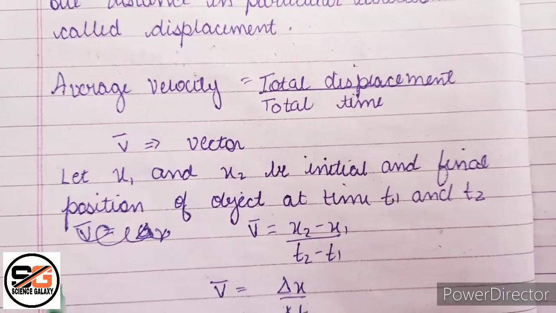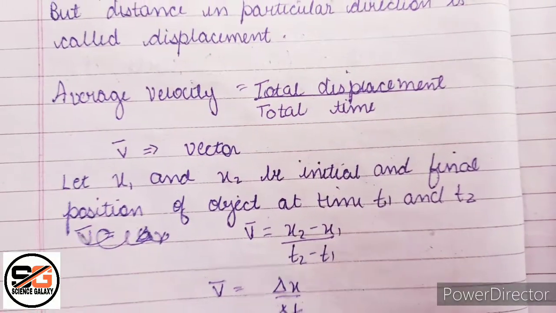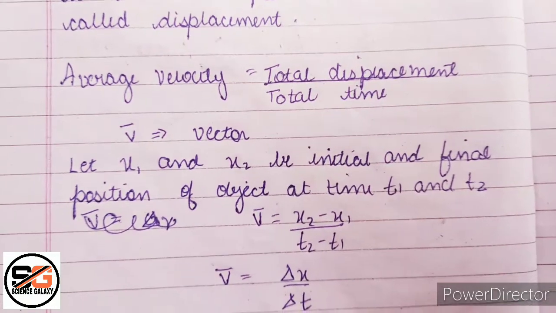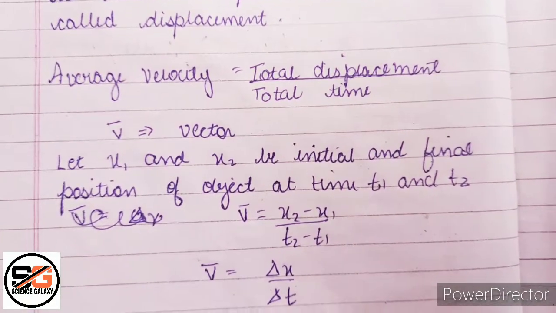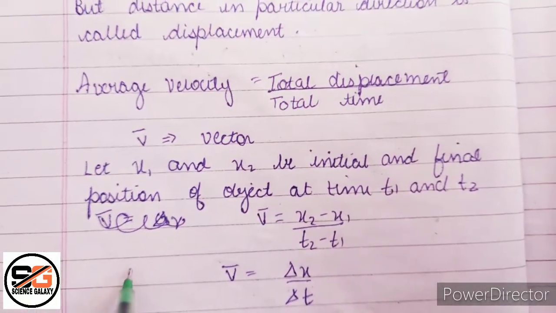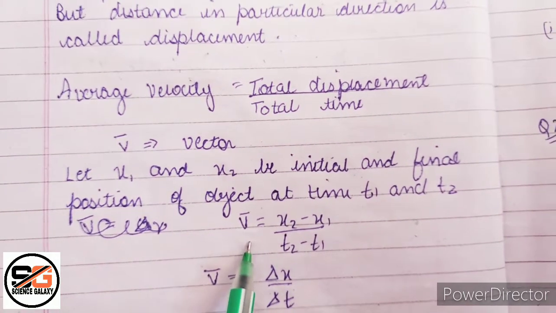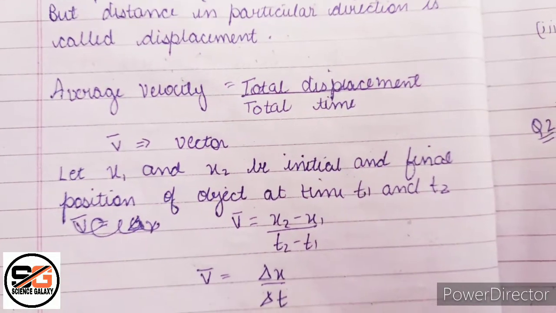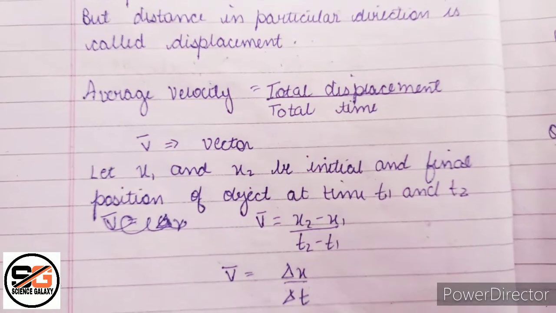Now the object moved a certain distance, and now the object is at point x2 at time t2. So what will be the average velocity? Average velocity will be total displacement upon total time.